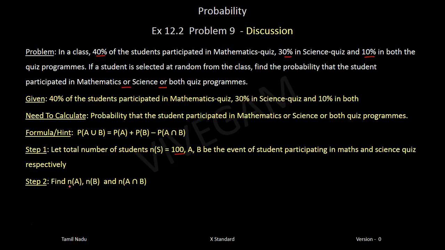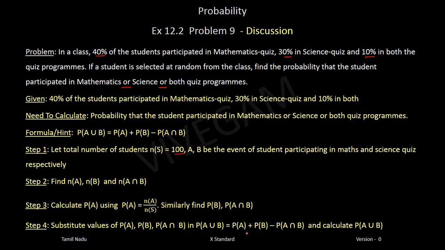So now with the given data, we can find n of A. What is n of A? That is 40. What is n of B? That is 30. What is n of A intersection B? Those who participated in both science and maths. That is 10. So all these three are known. What is the probability of A? That is n of A divided by n of S. So it will be 40 divided by n of S, which is 100 here. So 40 divided by 100. Similarly, we can find probability of B and then probability of A intersection B.